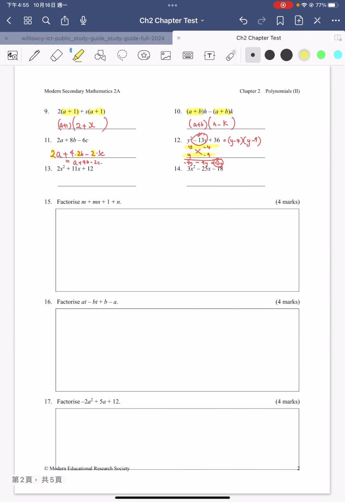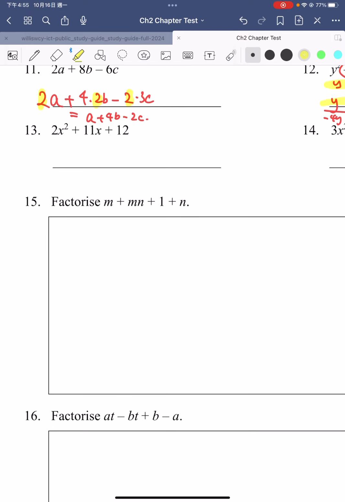Now we can try to do question 15. Question 15 is not a similar type to question 13 and question 14, because they don't have something squared, and there's nothing in common in these 4 terms as well. In this type of question, we need to try to separate them into 2 groups. First of all, we put the m plus mn as the first group, and then put the 1 plus n as the second group, then we can factorize them one by one.